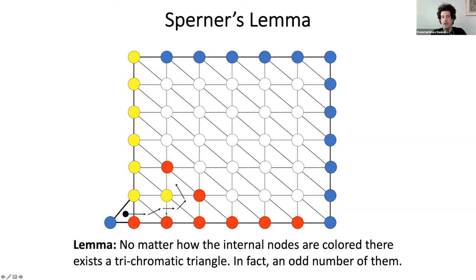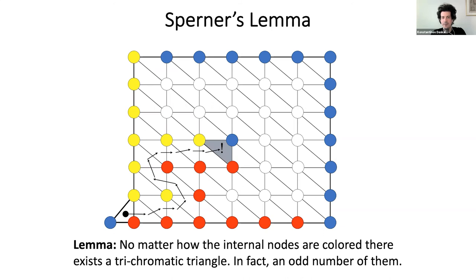until I have to stop. And the only way I can stop is if I enter into a room through a red, yellow door and I see a blue. If I don't see a blue, I can keep going, right? And in this case, I arrived at a trichromatic triangle.